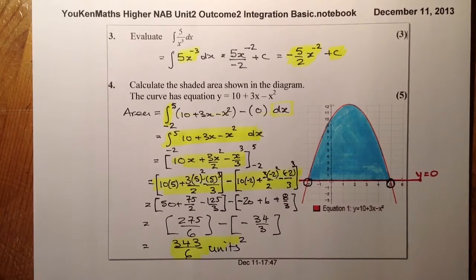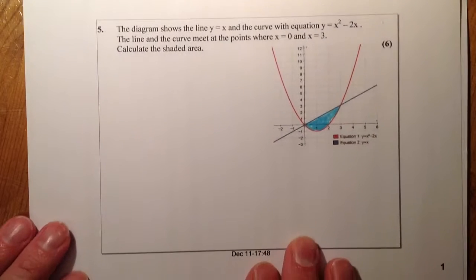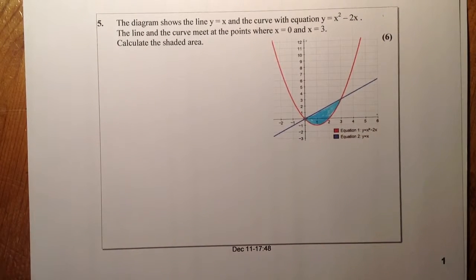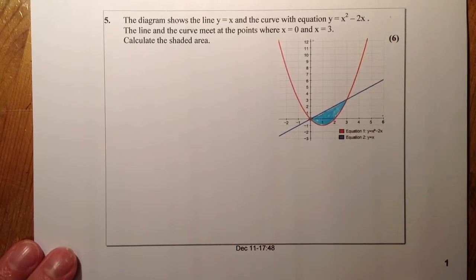Right, let's look at the final question in this outcome. This is question 5. This is a question where I've got to find the area between a line and a curve. Again, I've been given a lot of information here that we would not normally be given in a normal exam type question. So I'm just going to use the information that I'm given straight away.